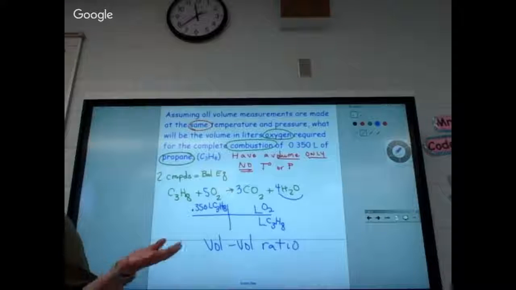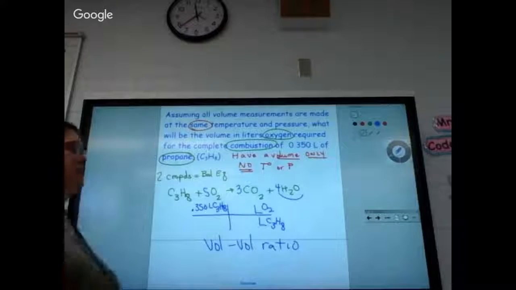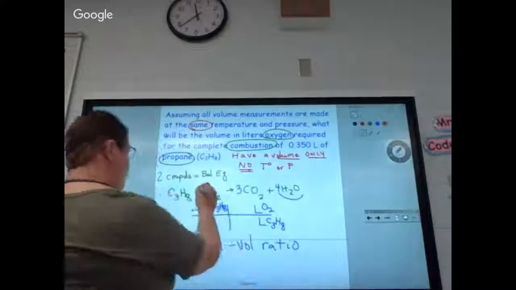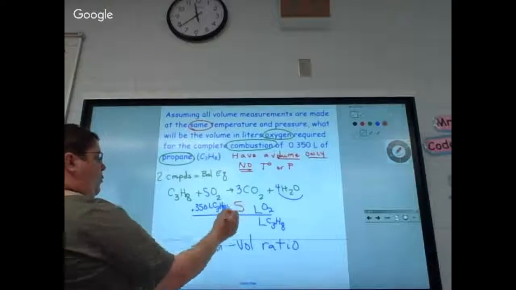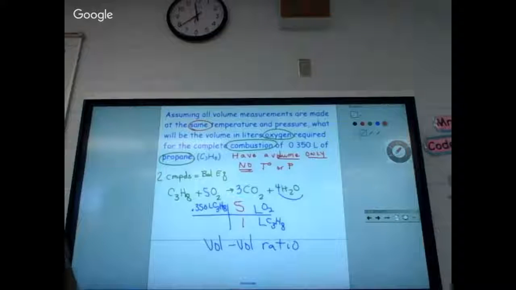The same place. Okay? This is what we're going to do tomorrow. So where do these numbers come from? The balanced equation. So we just look up here and we go, what's in front of C or in front of O2? And what's in front of propane? And that's all we do. Okay? But that's what we're going to work on tomorrow.